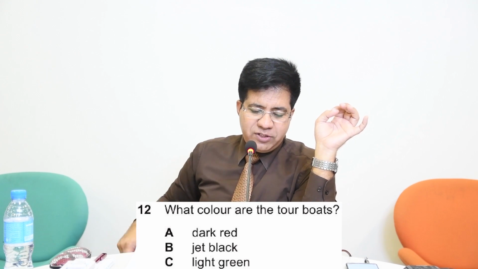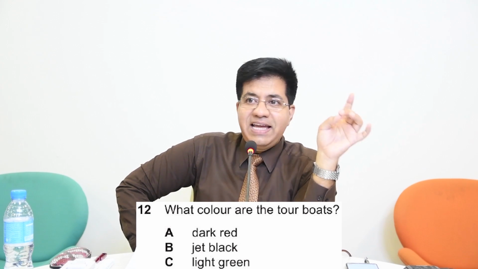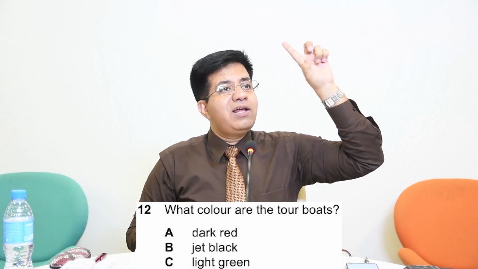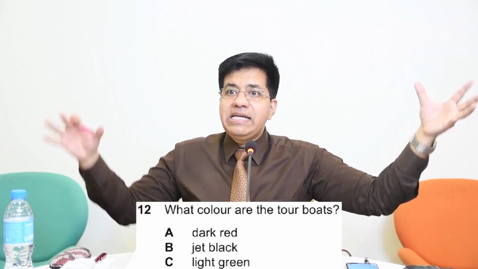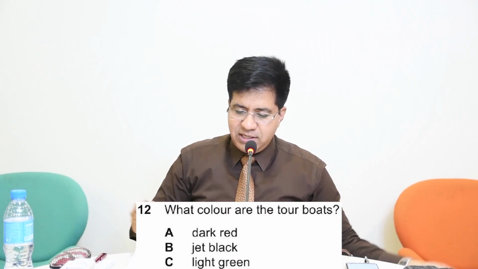If they say our tour boats are light green from inside, is that the color? No, the color from outside that matters. Now the color of seats will be a trap. The interior color will be a trap. Only you need to look for exterior, right? I just play this.